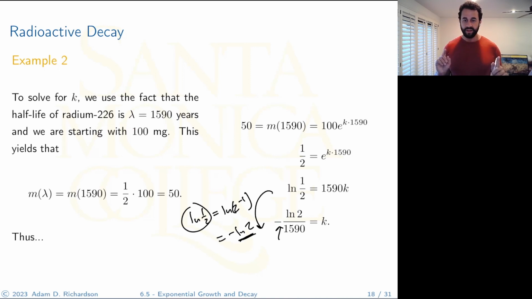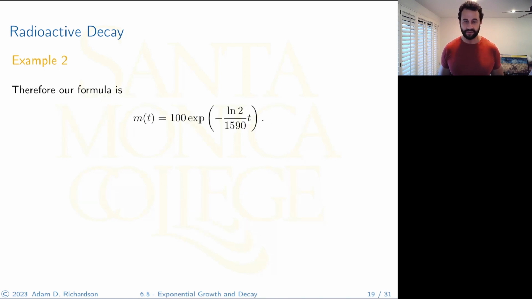All right, now we know what k is. There we go. We can plug this into our formula. And this is a perfect time to use that other notation for the natural exponential function. So remember that this is e to the power, maybe I'll even write this right now. So this is e to the power of negative ln of 2 over 1590 t. But sometimes that feels a little bit messier than just writing exp, using the other notation for the natural exponential function. But it's still the same thing.